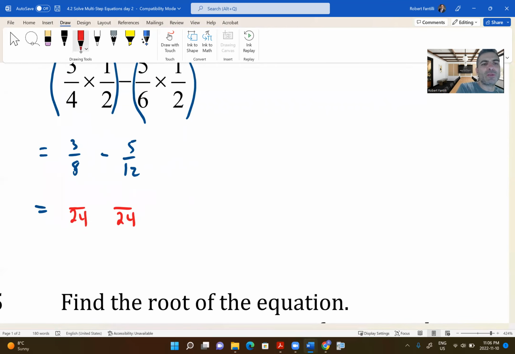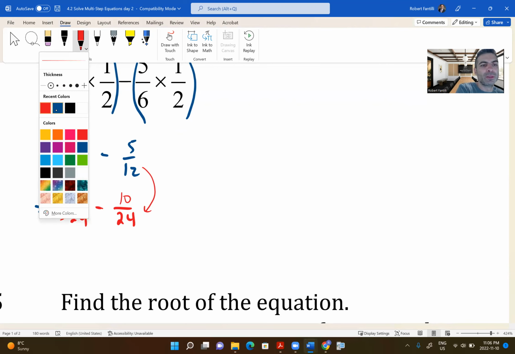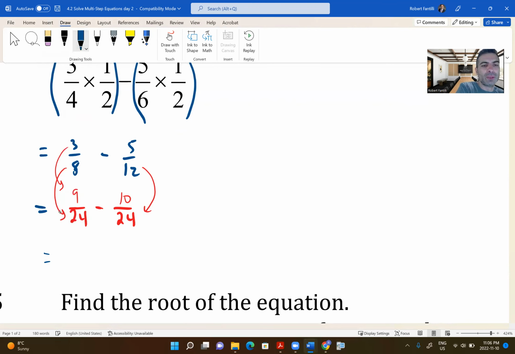And then I ask myself, what did I do to the 8 to get to 24? Multiplied by 3. So then the 3 has to multiply by 3, which is 9. What did I do to 12 to get 24? Doubled it. What do I do to the 5? Doubled it. So now I'm subtracting 10 from 9. And the final answer equals -1 over 24. All right.